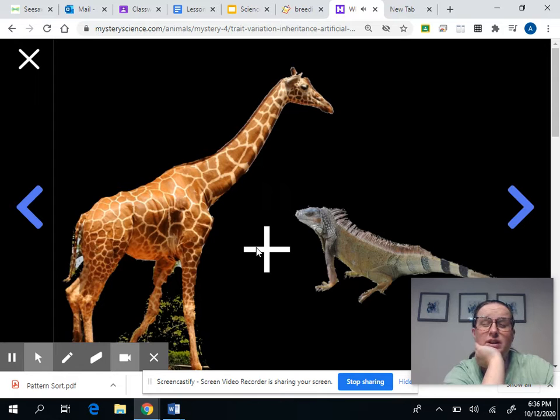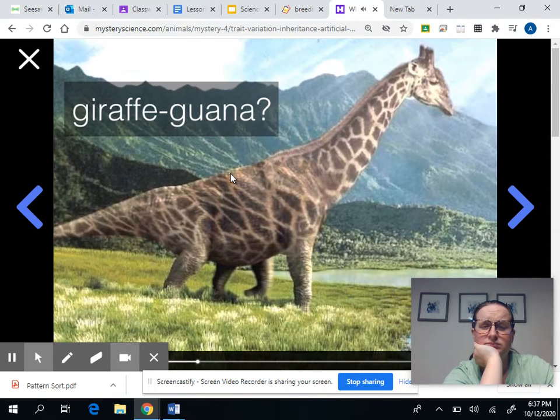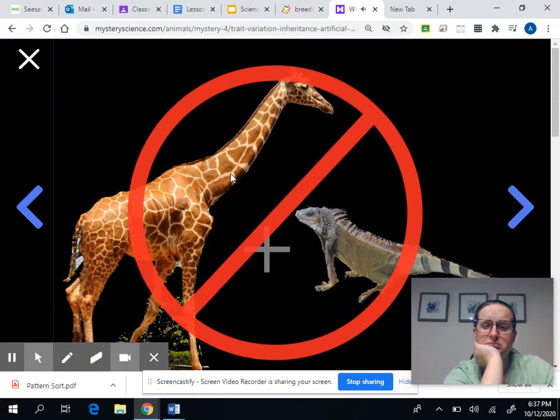Right, so Doug's saying here, if you wanted an animal that looked like a dinosaur, and you could choose, okay, this giraffe and this iguana. If we breed them together, if they had children together, then maybe it would look like a dinosaur. That would certainly look very dinosaur-like. But this will not work.